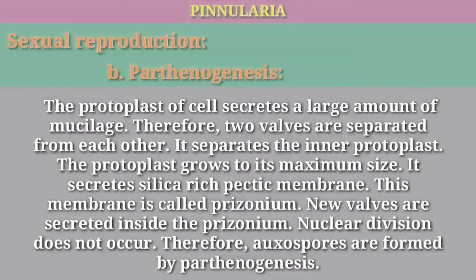This membrane is called perizonium. New valves are secreted inside the perizonium. Nuclear division does not occur. Therefore, auxospores are formed by parthenogenesis.